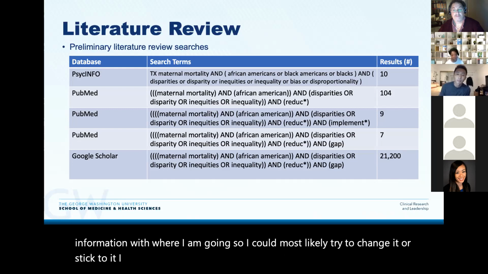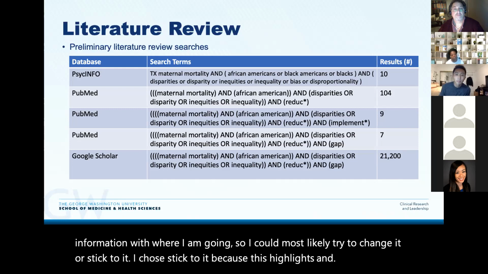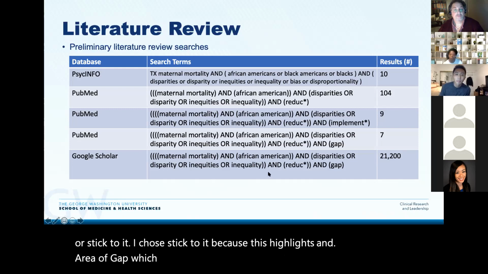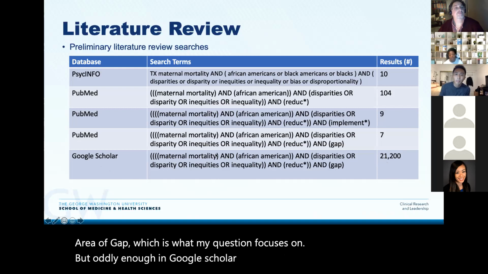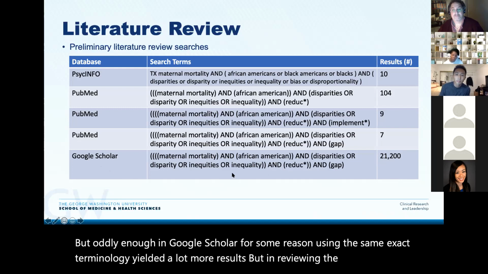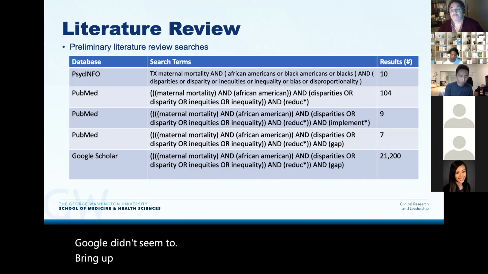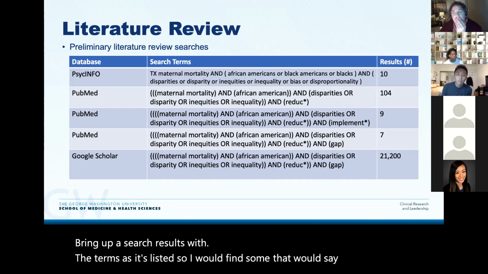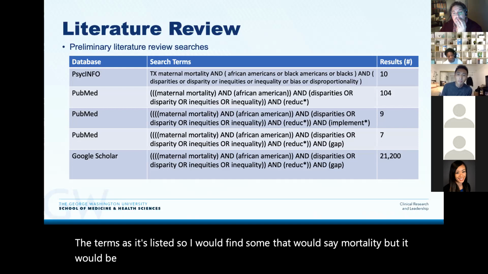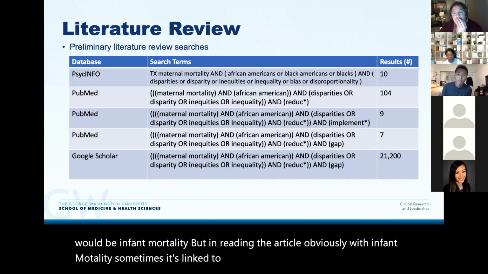I chose to stick to it because this highlights an area of a gap, which is what my question focuses on. But oddly enough, in Google Scholar, using the same exact terminology yielded a lot more results. But in reviewing the articles, Google didn't seem to bring up search results with the terms as listed. So I would find some that would say mortality, but it would be infant mortality. But in reading the article, obviously with infant mortality, sometimes it's linked to maternal mortality. So I had to go into the article a little bit more.